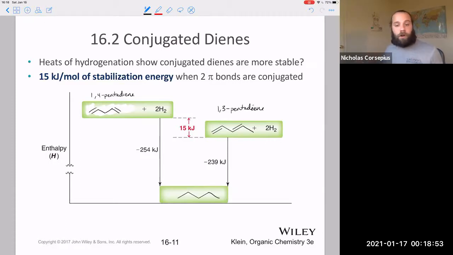The same number of carbons, same number of hydrogens. The only difference is that this is an isolated diene, and this is conjugated. And you would see the exact same thing: the isolated 1,4-pentadiene would release more heat than the 1,3 conjugated pentadiene, because of the added stability that you get from having conjugated double bonds.